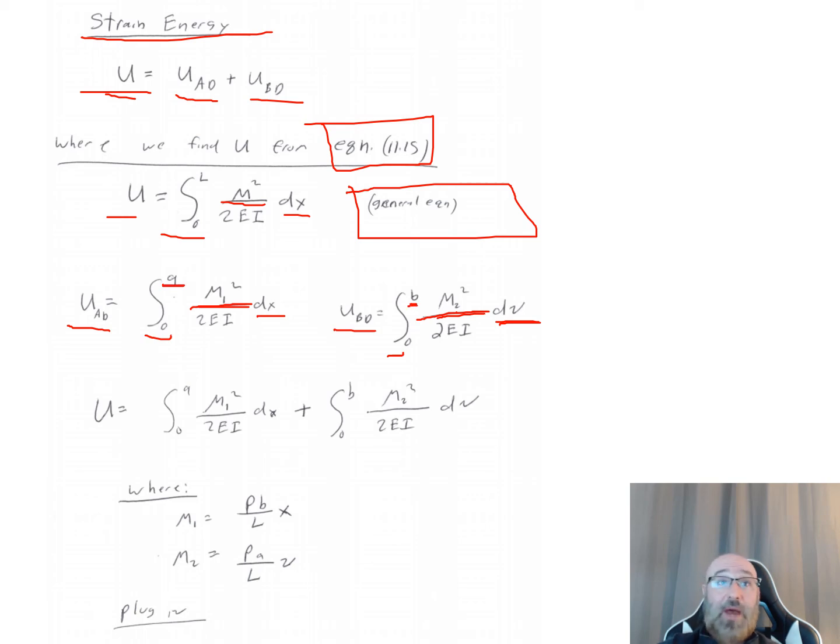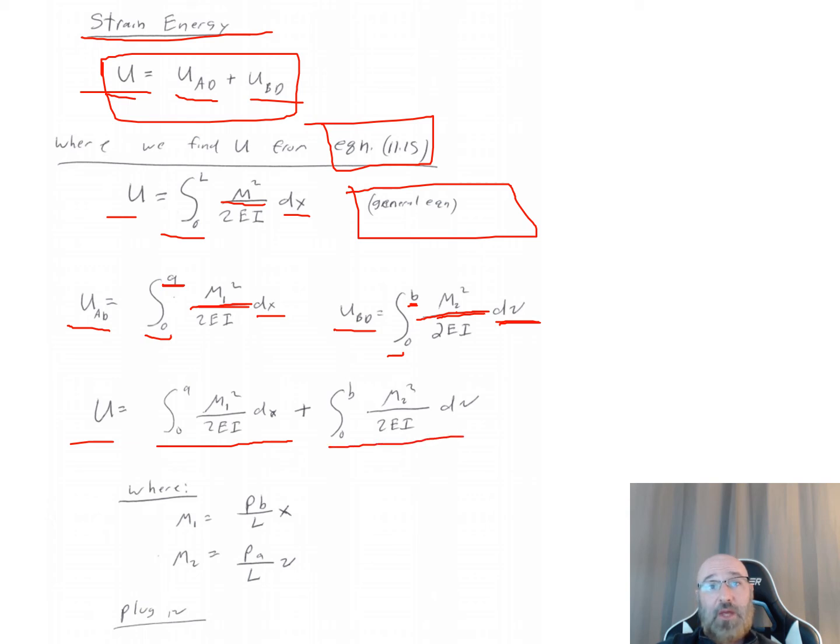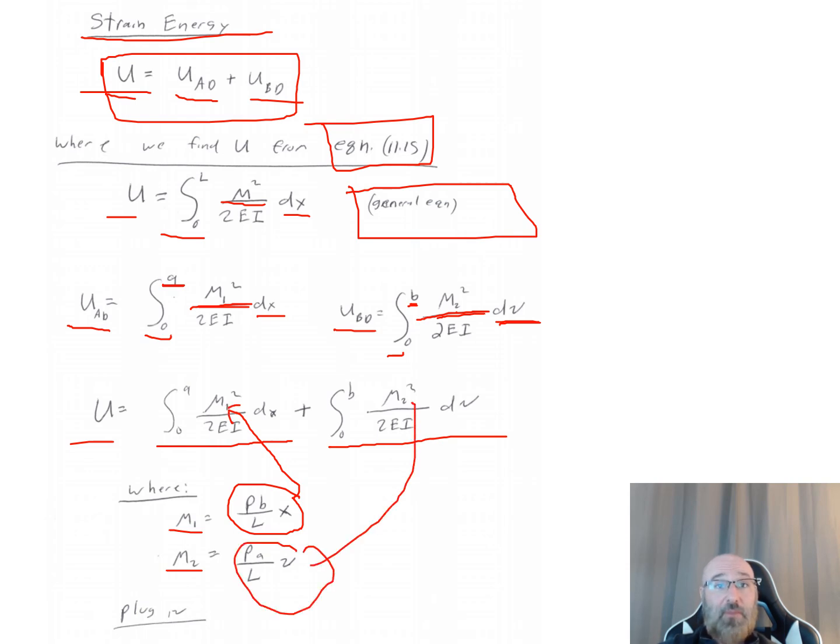So now we go back to this equation here saying we can add this together for our total strain energy. So our U is going to be equal to the summation of both these integrals: the integral from 0 to a of M1 squared all over 2EI dx, plus the integral from 0 to b of M2 squared all over 2EI dv. We have these values we've just solved for, M1 and M2, so we can plug in for M1 this relationship here, and we can plug in for M2 this relationship right there. So that's the next step, to go ahead and plug these in.